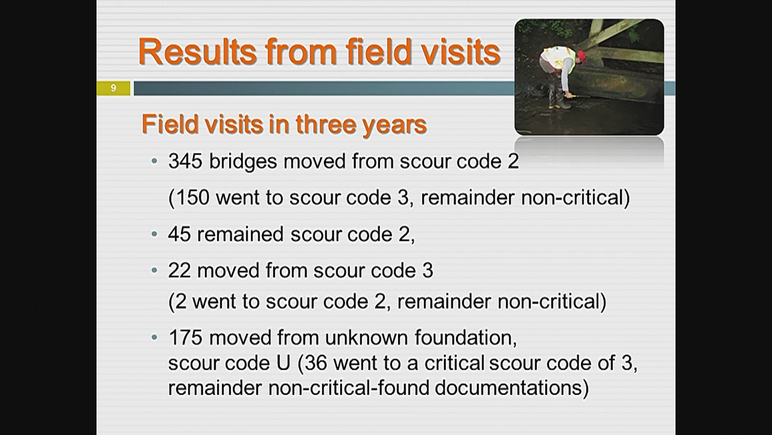So 345 bridges we did not think were scour critical, because they were not extensive. We definitely made sure that they were not just fill-in, and so we decided they were not. Then 150 of them went to code 3, and some of them went non-critical. And then out of that, 445 remained code 2.